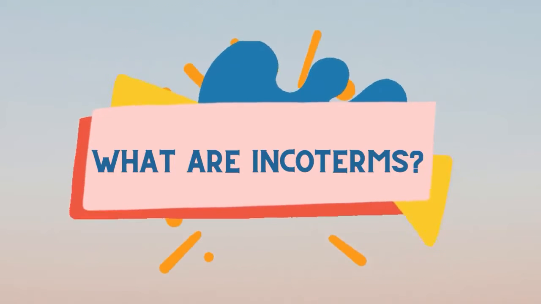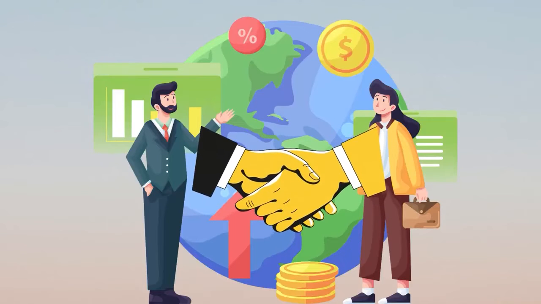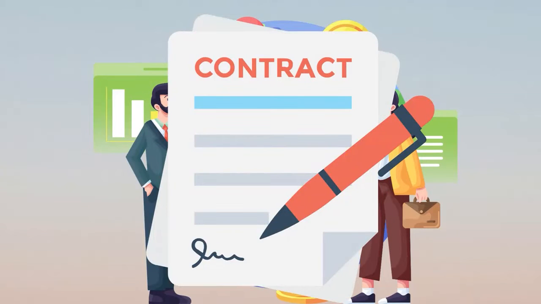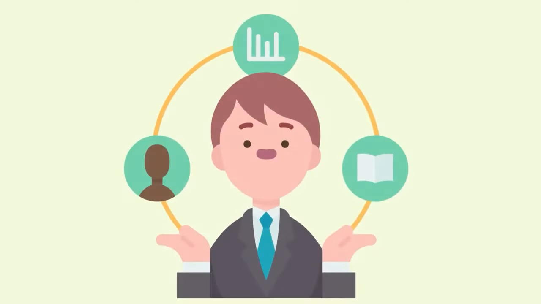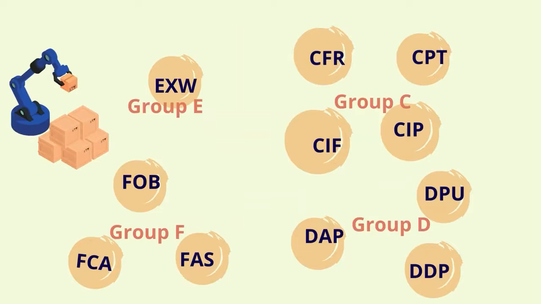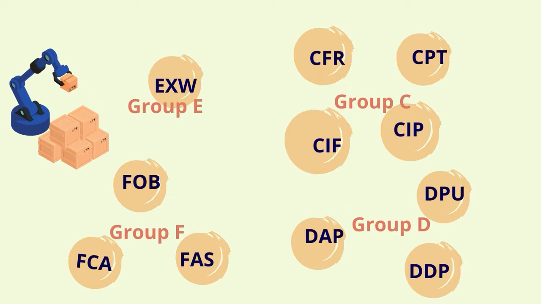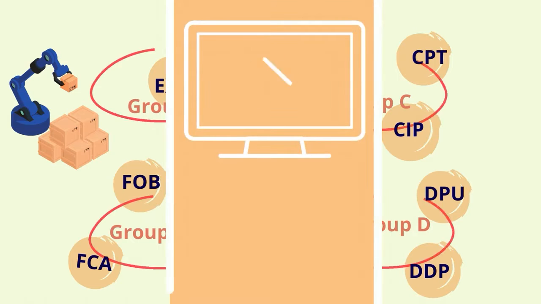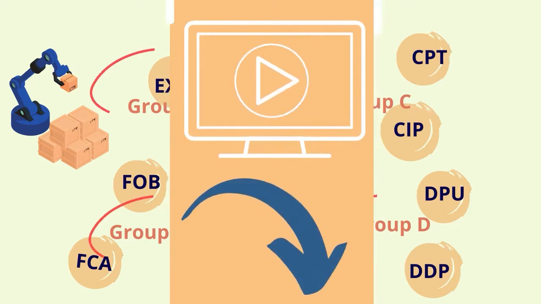What are Incoterms? Incoterms are a series of universal commercial terms that sellers and buyers of goods agree to during international transactions. Each commercial term includes a standard list of risks, costs, and responsibilities. There are 11 types of Incoterms and they are classified into 4 groups: Group E, Group F, Group C, and Group D. We made 2 videos on this topic. Make sure to check the links in the video description.